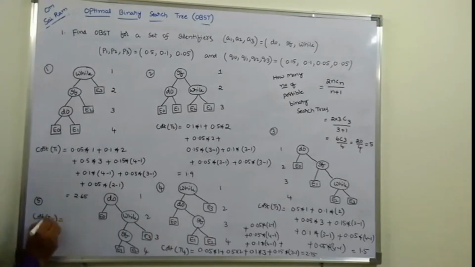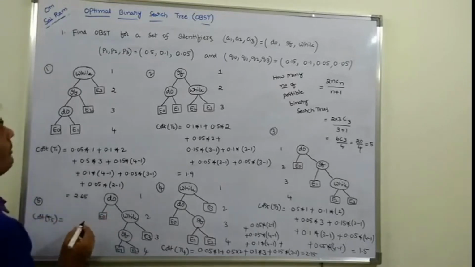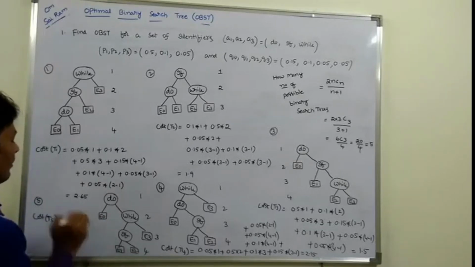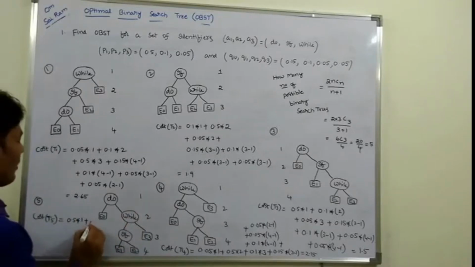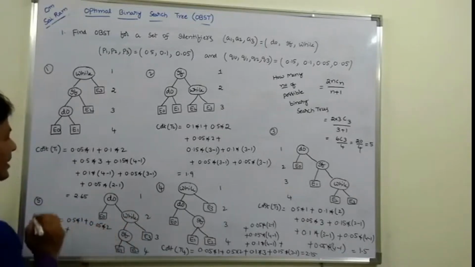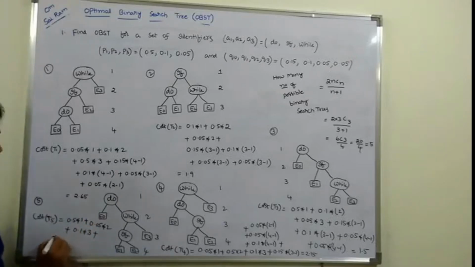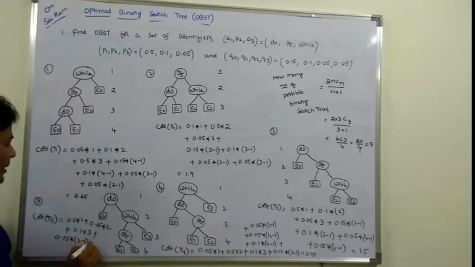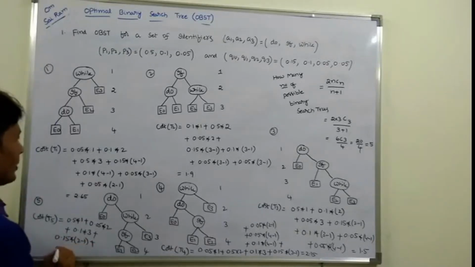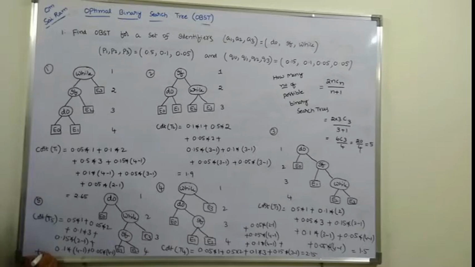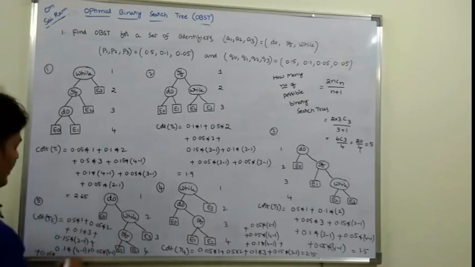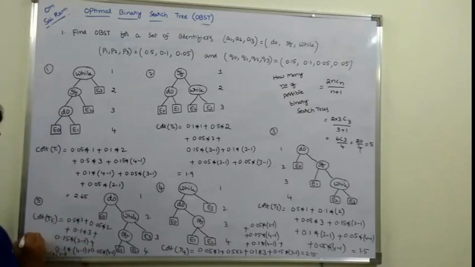So cost of T5 is equal to do. Do belongs to A1, its probability is 0.5 into 1 plus while identifier belongs to A3, its probability is 0.05 is multiplied with 2 plus if identifier its probability is 0.1 is multiplied with 3 plus E0 probability is 0.15 is multiplied with 2 minus 1 plus E1 probability is 0.1 is multiplied with 4 minus 1 plus E2 probability is 0.05 is multiplied with 4 minus 1 plus E3 probability 0.05 is multiplied with 3 minus 1. So the value is 1.6.